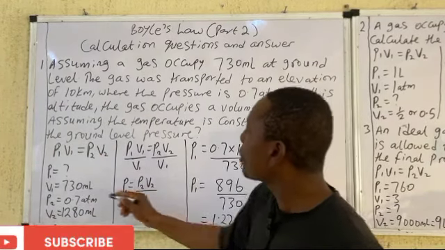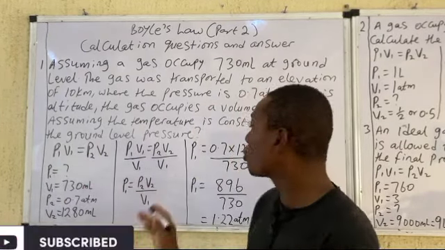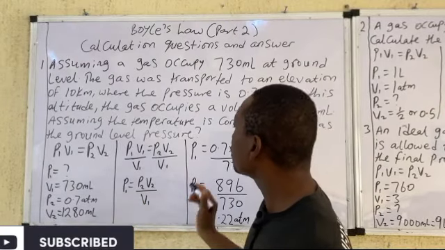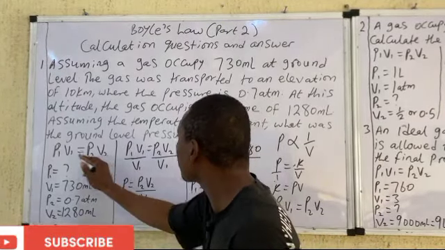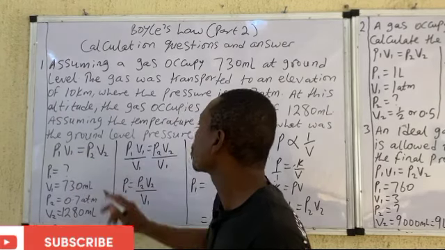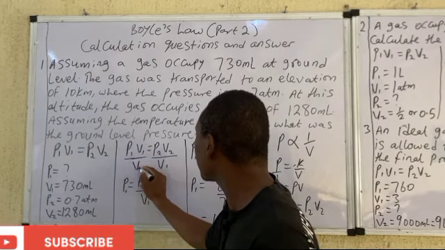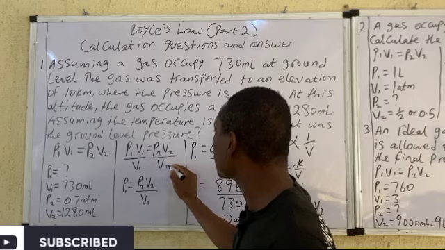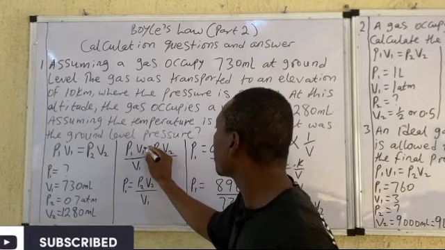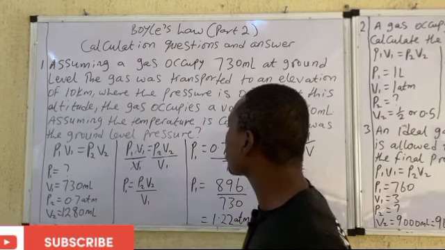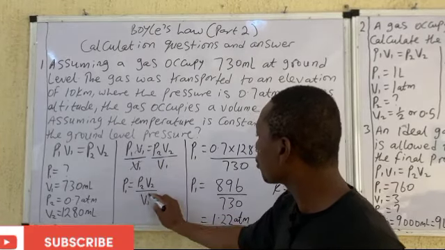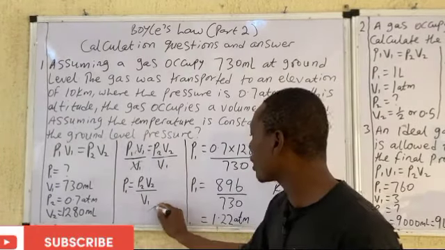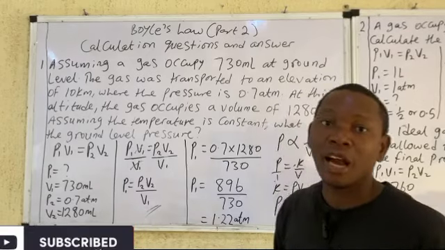Now, let's make P1 the subject of the formula. I want P1 to stay on its own. In this case, we'll divide both sides by V1, so I want to remove V1 from here. How do I do that? I'll use V1 to divide this side, and I'll use V1 to divide this side. This one will now cancel out this. So we'll now have P1 is equal to P2 V2 all over V1. This is the formula that we're going to use to calculate our question.